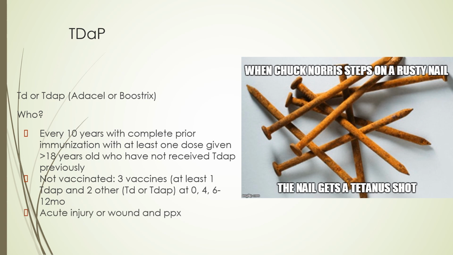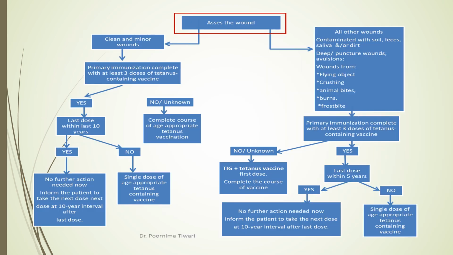And then we also give the Tdap after an acute injury or wound, and we'll talk about that on the next slide. So there's 2 types of wounds, either clean and minor or dirty and bad. We'll start over here with clean and minor. We ask the patient or see if they've had the records for their childhood vaccinations, and if they have, then we find out if they've had a Tdap or TD dose within the last 10 years. If they have, then you're okay, and you just go along the vaccine schedule as planned. If they haven't, then you just give them a single dose of the tetanus vaccine right there.